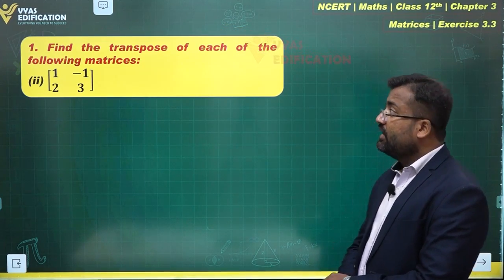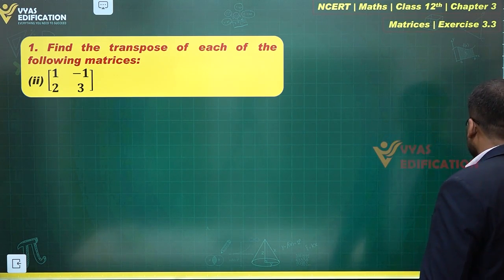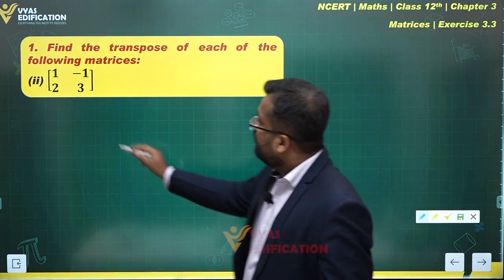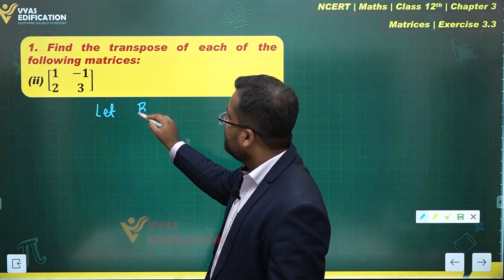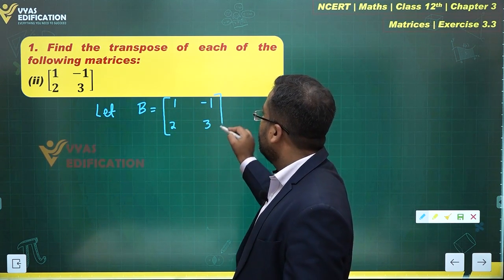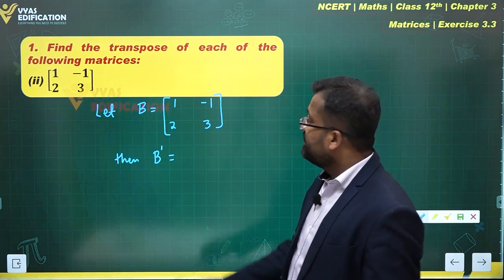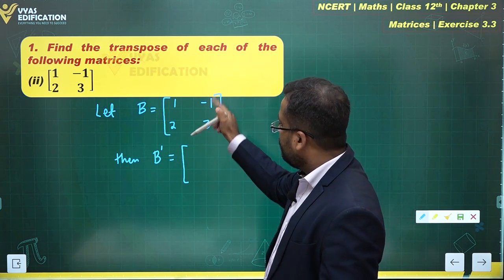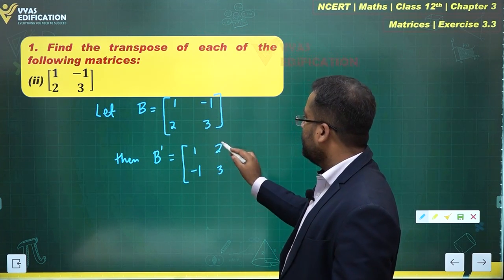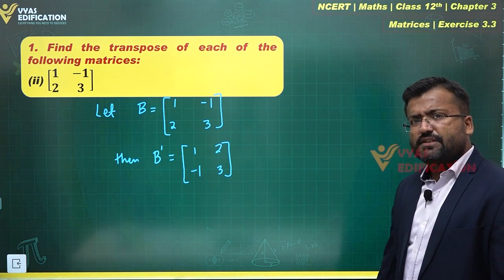Let us talk about this one. We have another matrix and we are supposed to find the transpose of this matrix. Let this matrix be named B. Then B transpose is equal to what? B transpose is simply replacing the first row by the first column. This first row becomes the first column. The second row becomes the second column. This is what I get, and that's the transpose of this given matrix. That is all? Yes.